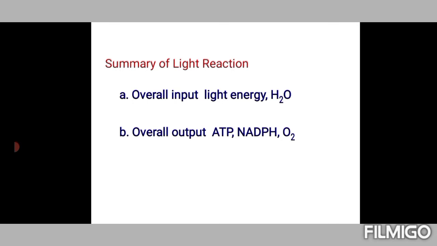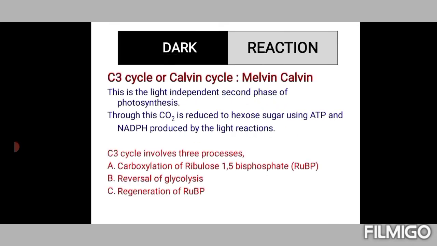And the basic strategy followed by plants is that the ATP and NADPH are produced during light reaction, then they are used up during dark reaction, or light independent reaction. It is also called the C3 cycle or Calvin cycle. C3 cycle because the first stable compound formed during dark reaction is 3-phosphoglycerate, a 3 carbon compound. And Calvin cycle because it was discovered by Melvin Calvin.